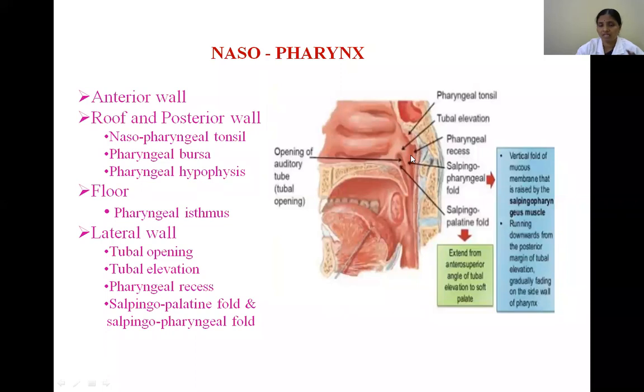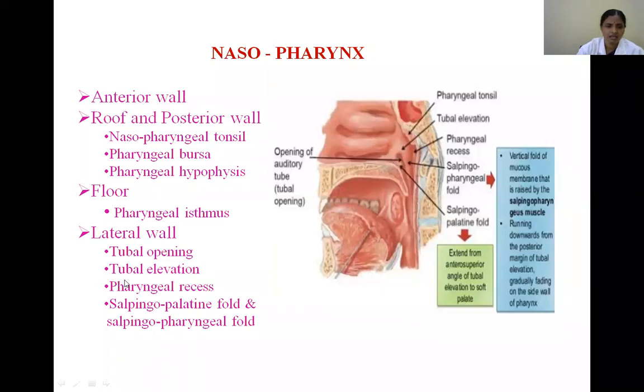What is the function of this auditory tube? It maintains the air pressure within the middle ear. Thereby, on either side of the tympanic membrane, the air pressure is always maintained by means of communication with the nasopharynx. So this is the opening. What is that? Auditory tube opening.